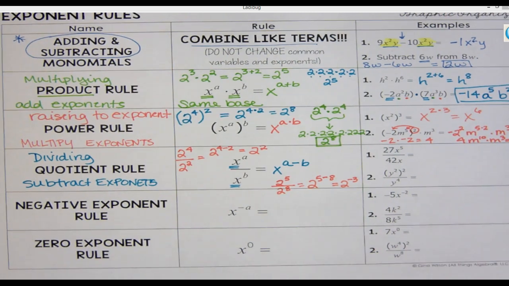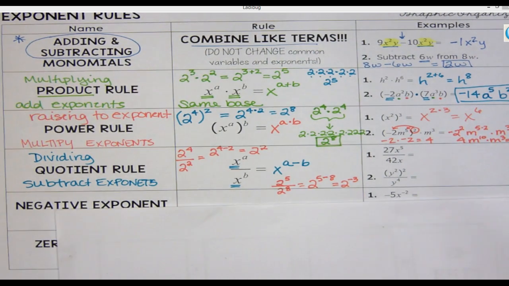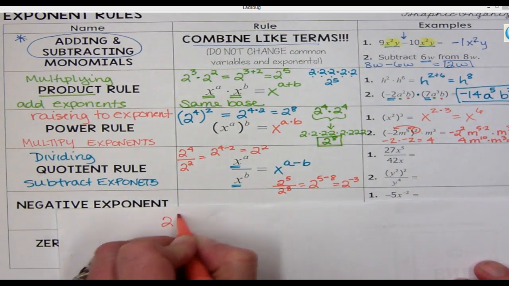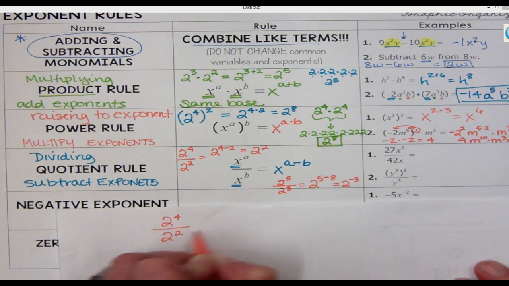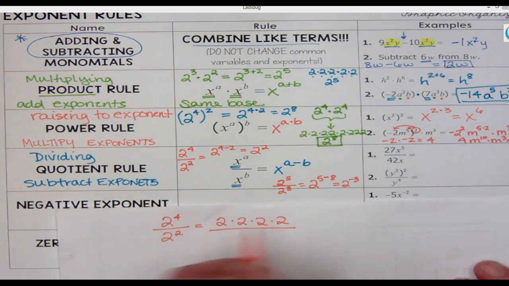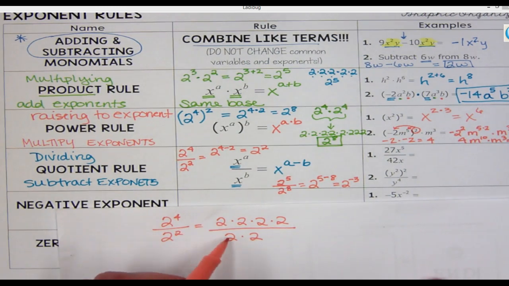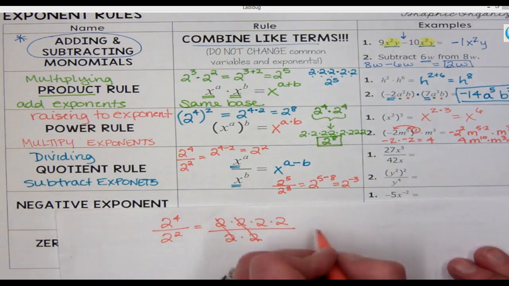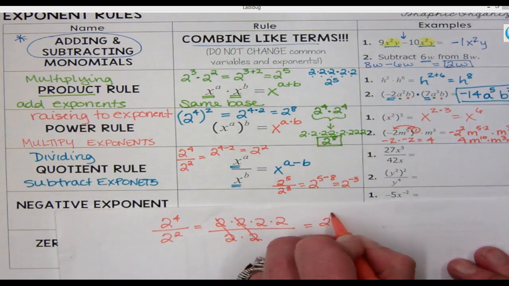So I need a new piece of paper because the visual for this is a little bit extensive. If I have 2 to the 4th over 2 squared, that's the same as 2 times 2 times 2 times 2 divided by 2 times 2. Now we know that 2 divided by 2 is going to give me 1, so I can cancel those out. 2 divided by 2 is also 1, so I can cancel those out. I am left with 2 squared.